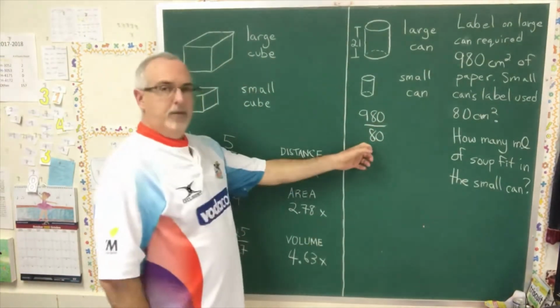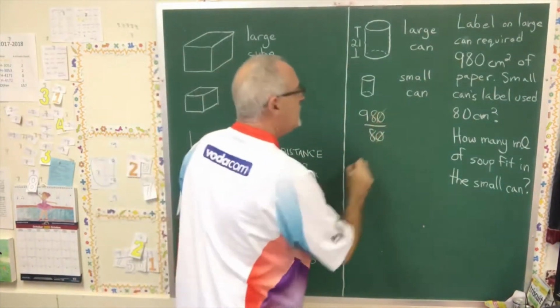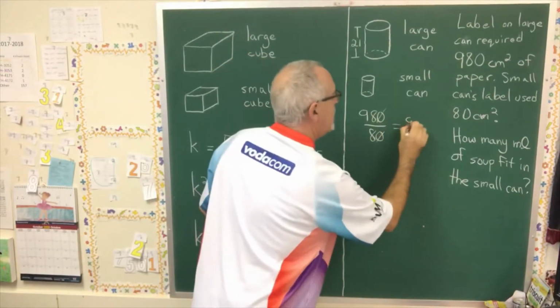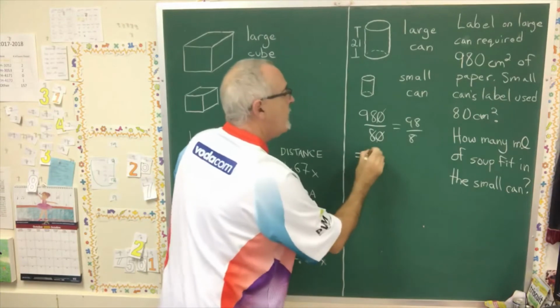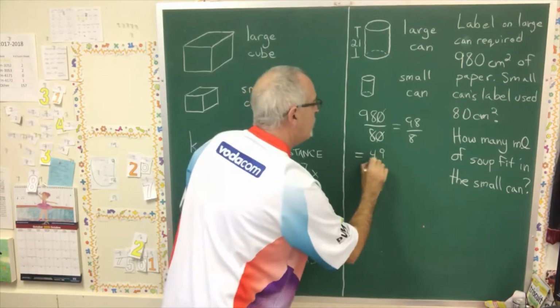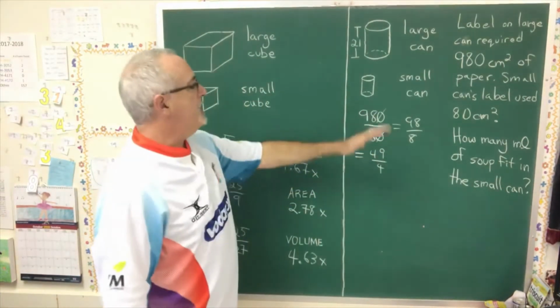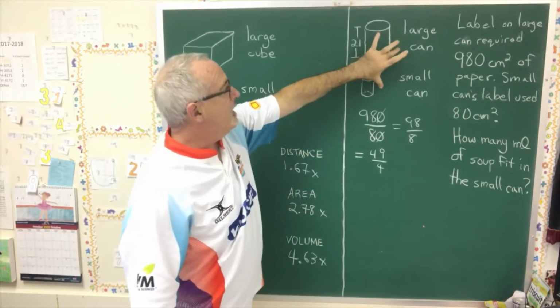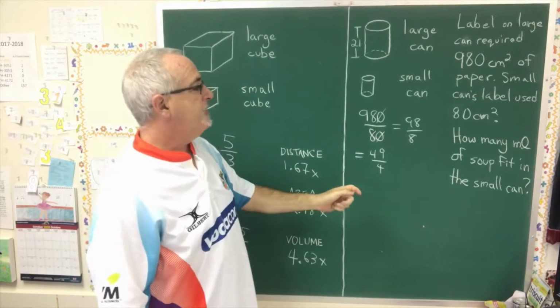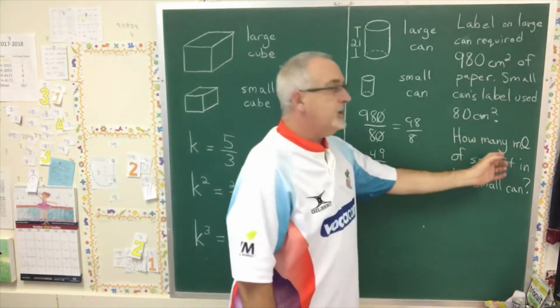But I want to simplify this. I can cancel, and I get 98/8, and that can be reduced by dividing top and bottom by 2, and we can get 49/4. The ratio between the areas of these two cylinders is 49/4. But the question's asking us about a volume.